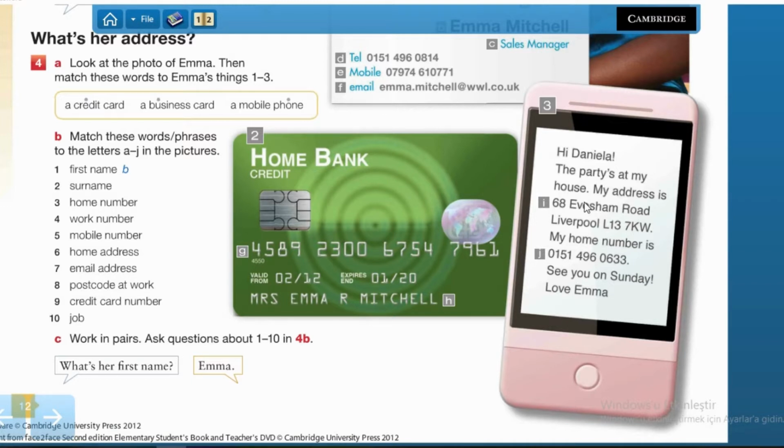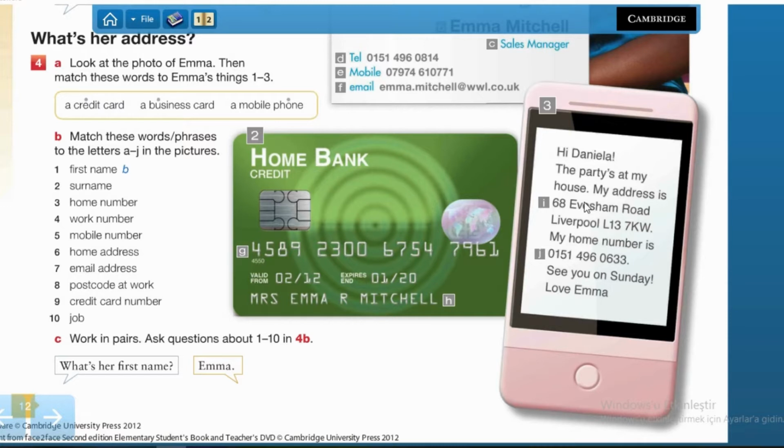What's your work number? My work number is 0532 566 6544. What's your mobile number? My mobile number is, or we can say my mobile numbers, 0542 732 31 46.